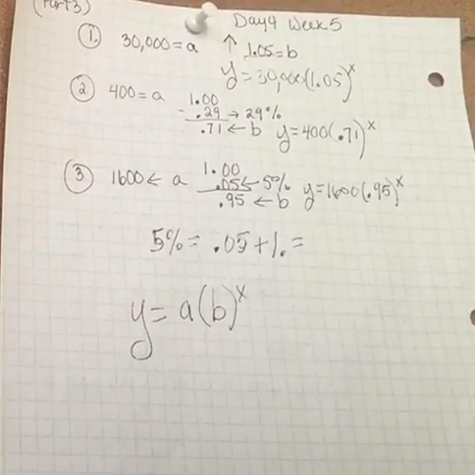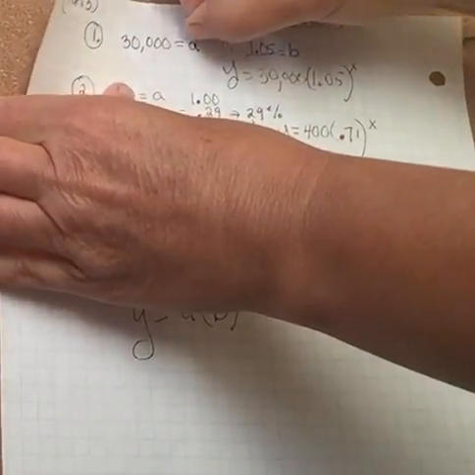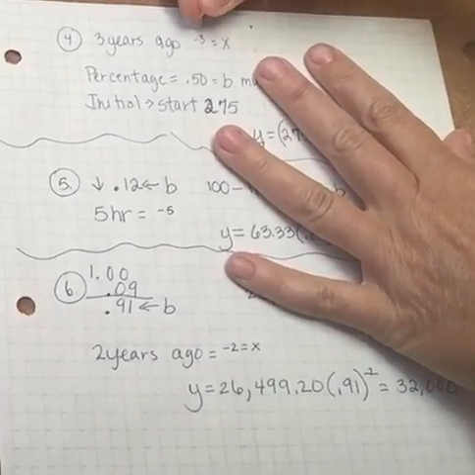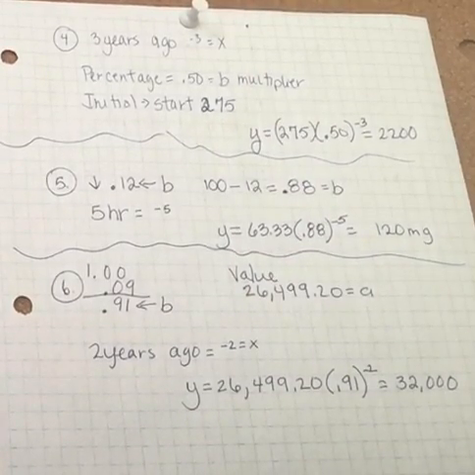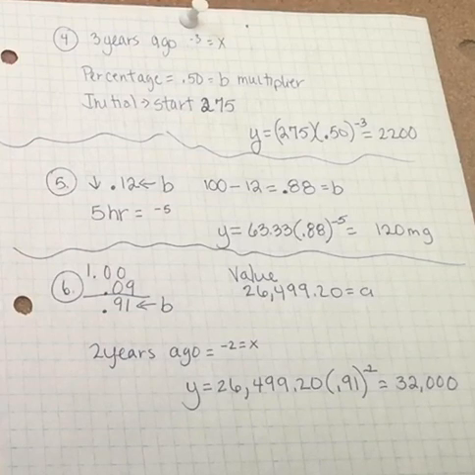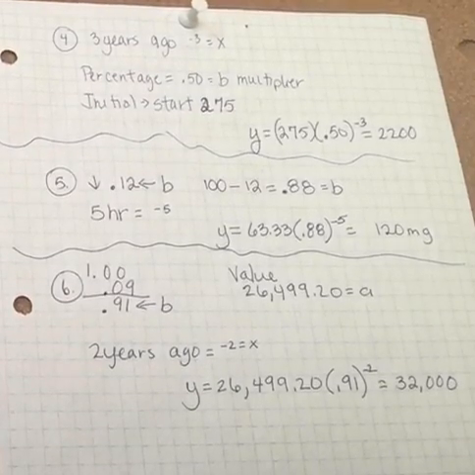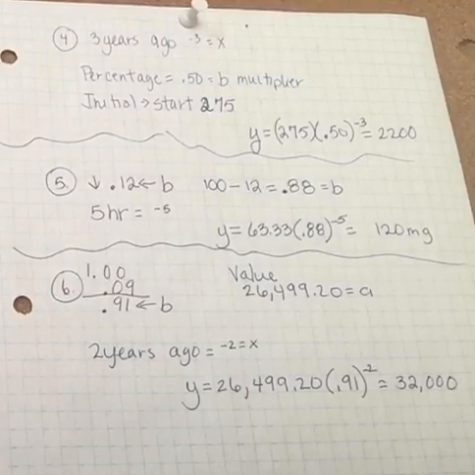Okay, so let me flip the page over here. I did them on the other side for these. Okay, so number 4 says, let's see, what does it say? You bought a computer 3 years ago. The computer value decreases by 50%. The computer is worth $275. Find the initial value of the computer.